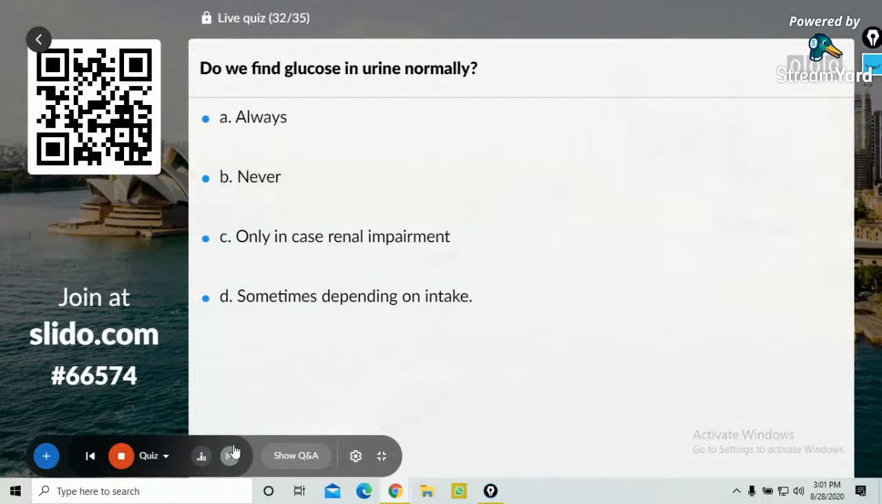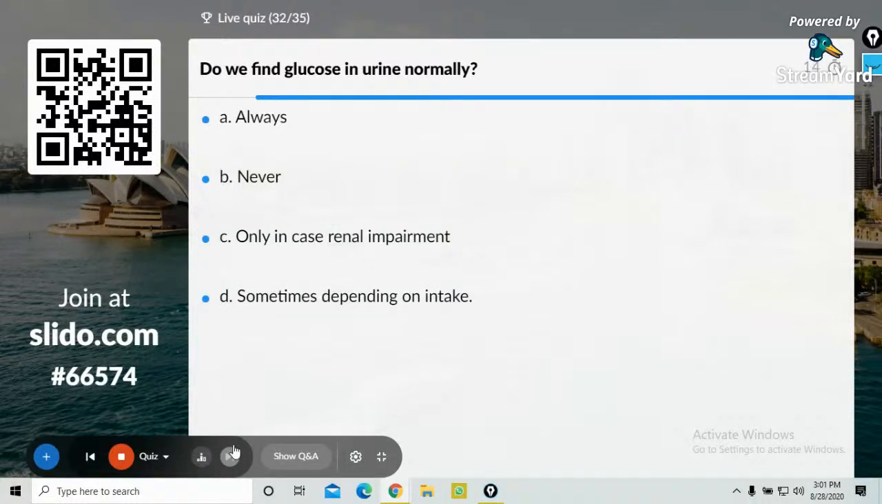Do we find glucose in urine normally? 32nd question. Always we find, never, only in case of renal impairment, or renal means kidney impairment, sometimes depending on the intake.